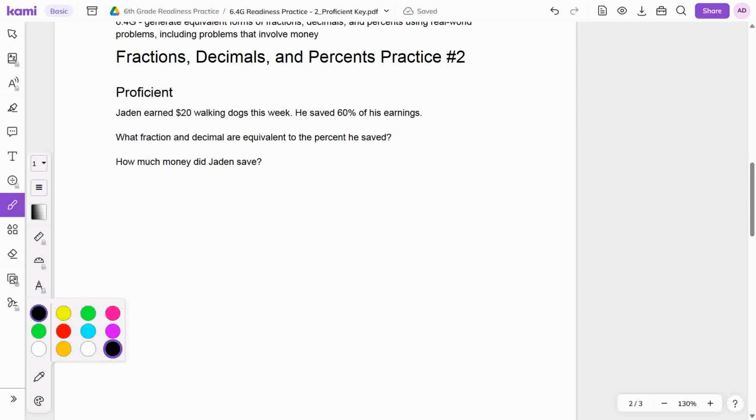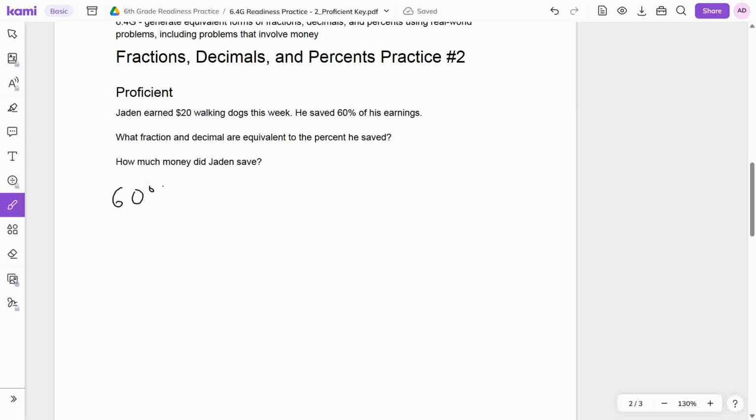Next, we've got Jaden walking dogs earning $20, and he saved 60% of his earnings. That's a lot to save. We need to first change it into a fraction and a decimal. So 60%. Let's do the decimal trick to get from a percent back to a decimal. Place the decimal after the ones place if a decimal doesn't already exist. Sometimes you'll get a decimal in a percent, say 6.5%. So if the decimal already exists, then you'll start there. But if not, you place it after the ones place.